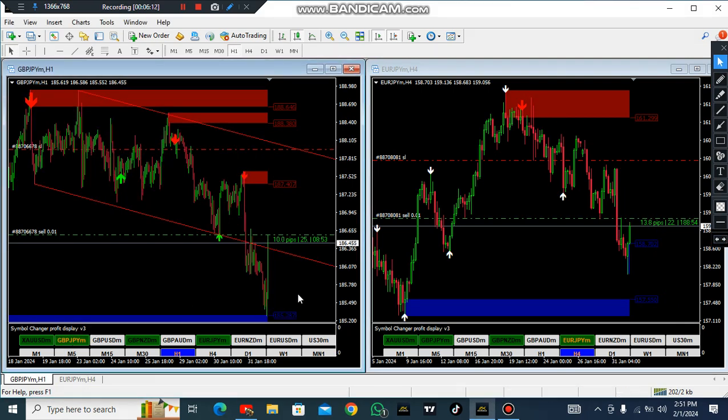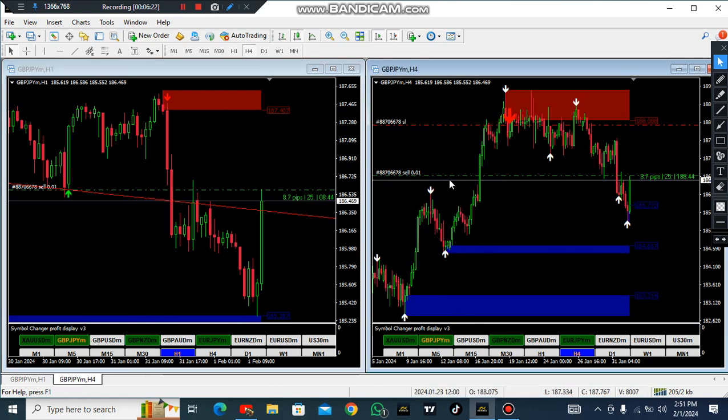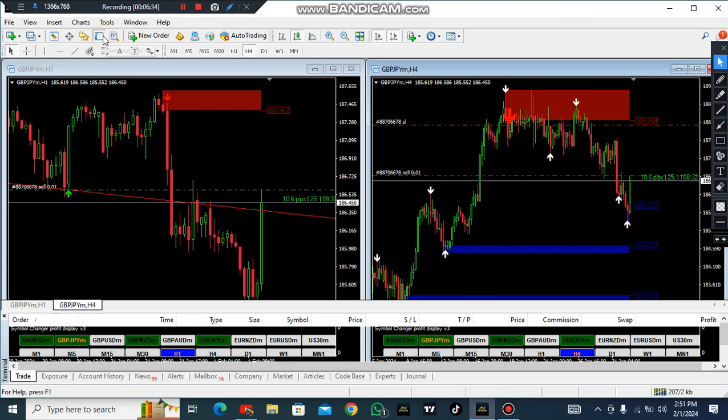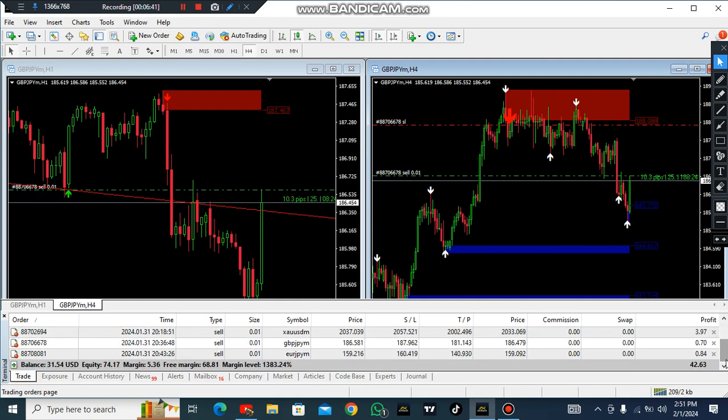And also, I took GBP here. GBP, it was in a good profit also. Reason why I took 0.01 with this GBP, at that time I was running in a drawdown with GBP NZD, so there was not enough equity to put more trades. As I'm telling you, this was a $30 account, but now we are running about $42 in profit. It gives me an equity of $74.